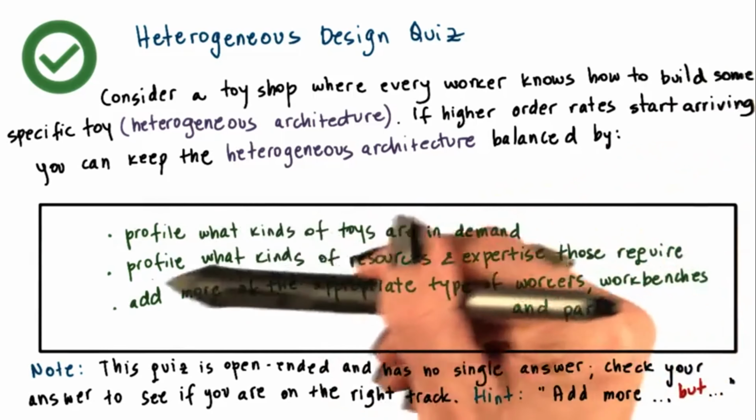Only after we perform these profiling tasks will we be able to figure out exactly what kinds of resources need to be added in order to continue maintaining some balance in this heterogeneous design. The bottom line is that the management of these systems is much more complex compared to what's required in a homogeneous architecture.